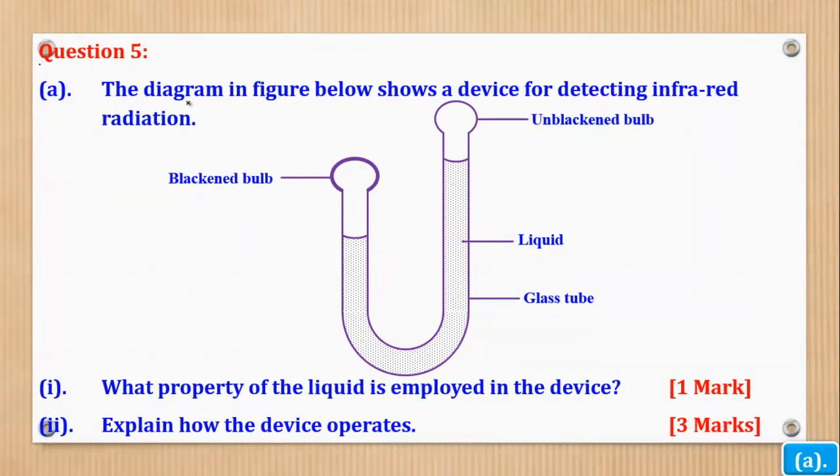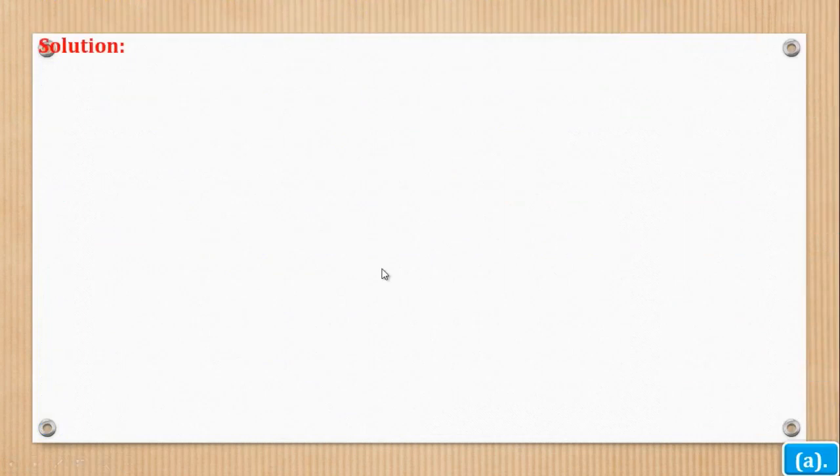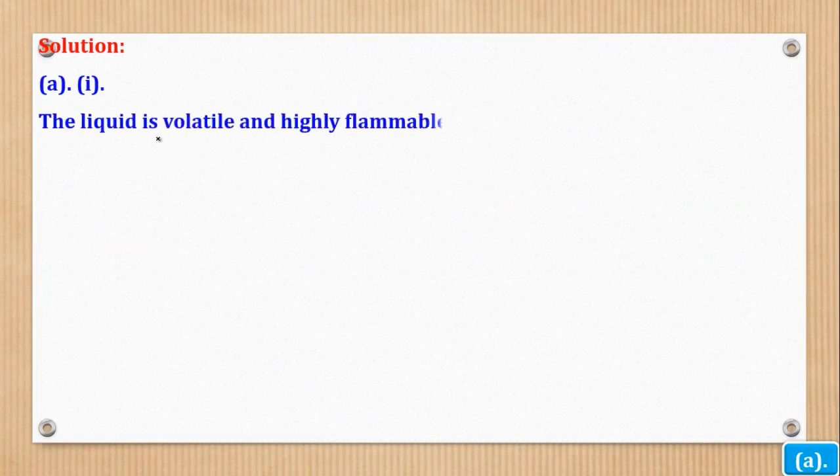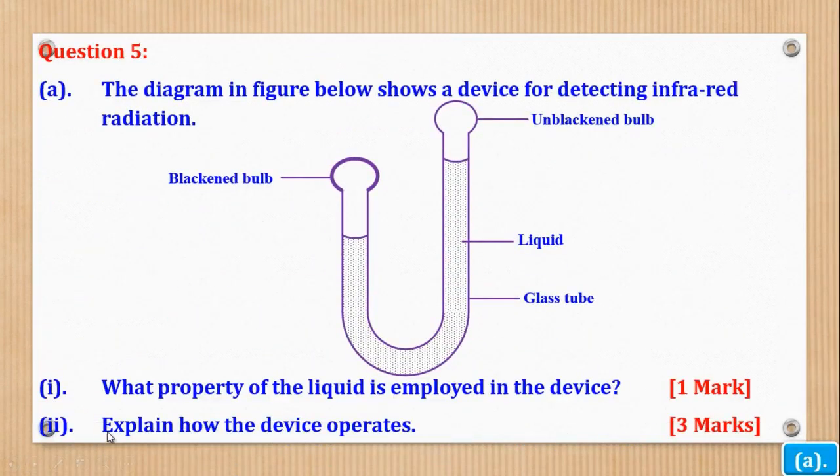Question 5 part A says the diagram in the figure below shows a device for detecting infrared radiation. So this is the diagram. Roman 1, what property of the liquid is employed in the device? So the property is that the liquid is volatile and highly flammable. Then Roman 2, explain how the device operates.